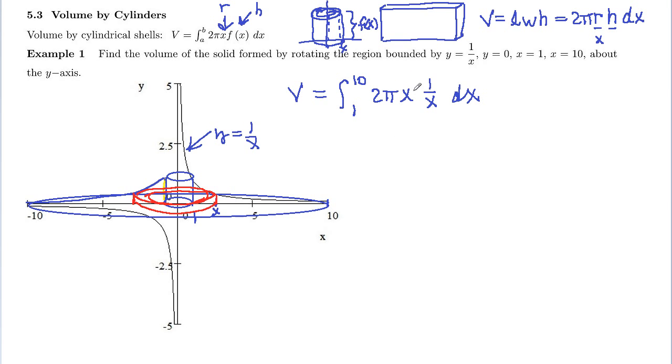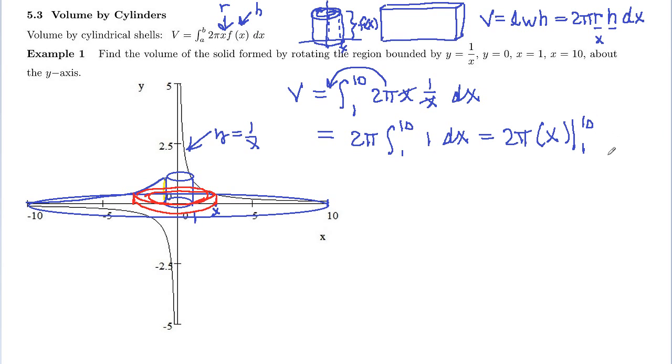And so let's see here. The 2 pi can come outside the integral. x and 1 over x are going to cancel. This is 2 pi times the integral from 1 to 10, and all that's left in there is 1 dx. Well, that's a pretty easy integral. Antiderivative of 1 is x. So this is 2 pi, and your antiderivative is x, and we're going from 1 to 10. So plug in 10, plug in 1, and subtract. So that's going to be 2 pi, and then plug in 10 minus plug in 1. That's 9 times 2 pi, 18 pi.